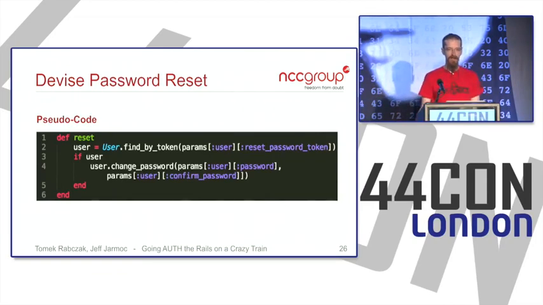So here's some pseudocode for how Devise performs password resets. The actual code is spread across a number of modules. It's hard to summarize on a single slide, but this is the gist of it. The reset method first looks up the user who's asking for a reset based on the token they provided in the parameters. If there's a user, so if that lookup succeeded, it then goes ahead and changes the user's password using the password and confirm password values that they provided. Again, those have to match in order for that to succeed, but pretty straightforward.